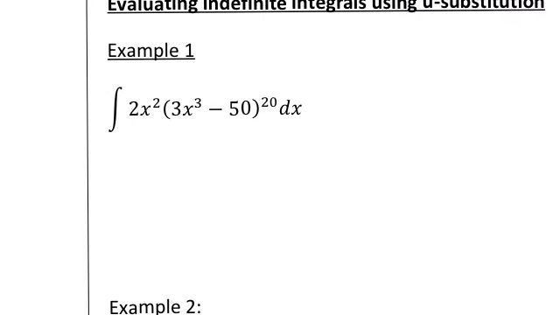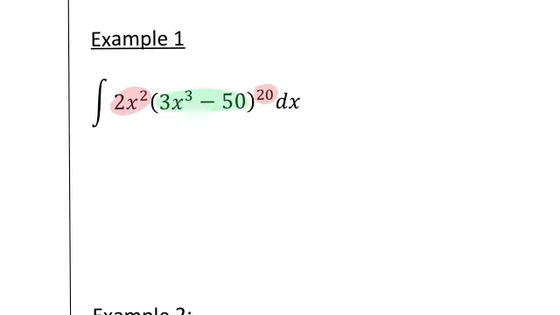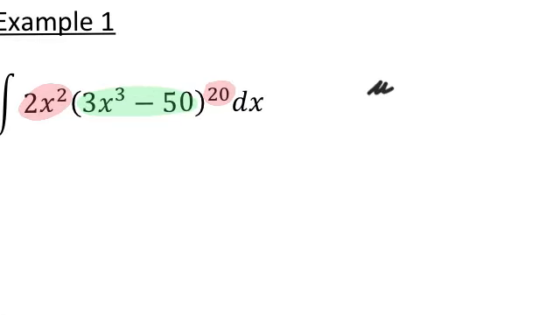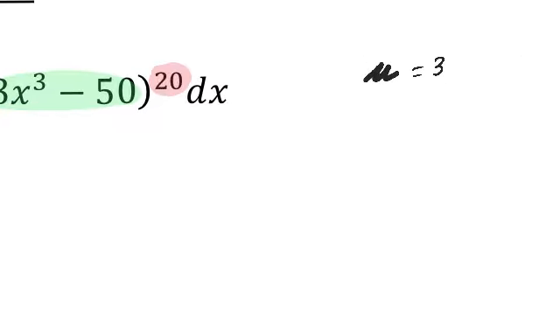So here we have an integral, and it's an indefinite integral. The answer is going to be a function. I'm going to look for a composite type of structure, right? And I'm seeing this inside function, and then the outside function would be all of the rest of that, maybe. So I'm going to take that inside function and call it u. This is our step one: u is equal to 3x cubed minus 50. That's going to be step one.